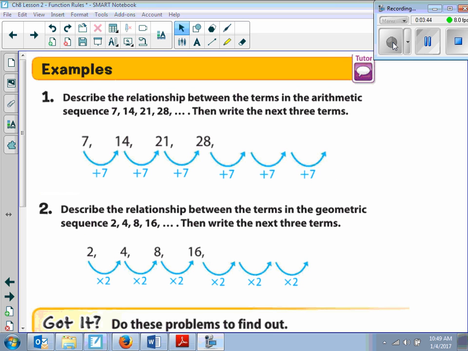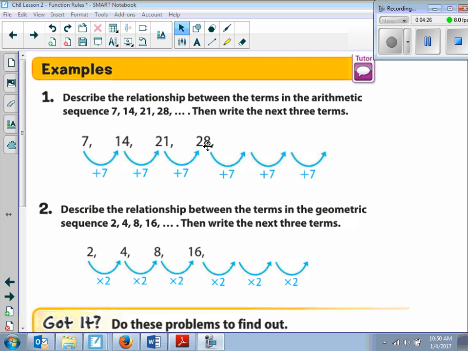So here, for the first 2 examples, it says describe the relationship between the terms in the arithmetic sequence 7, 14, 21, 28. Okay, then write the next 3 terms. So what you're going to do is say, well, let's see, how do I get from 7 to 14, from 14 to 21, from 21 to 28? Well, you add 7. Every time you add 7. In an arithmetic sequence, if you're adding 7, then adding 8, then adding 9, it is not an arithmetic sequence. You have to add the same number to the previous term each time. Is everybody clear with that?